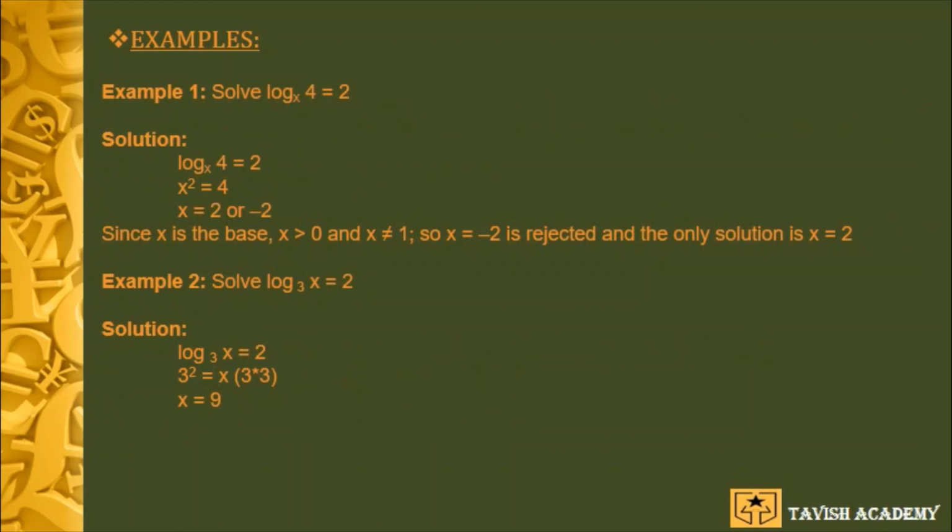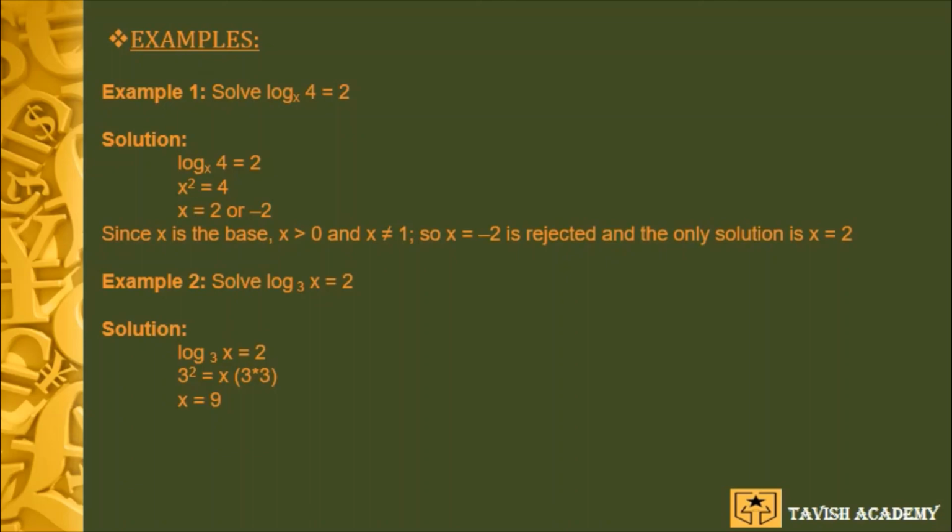Examples. Example 1. Solve log base x of 4 is equal to 2. Solution. Now we know that x is such a number whose power is raised to 2 and the answer will be 4. Now we know that 2 raised to the power of 2 is equal to 4. So there are two possibilities. x may be 2 or minus 2, that is negative.